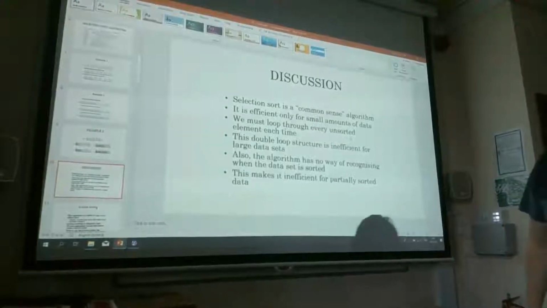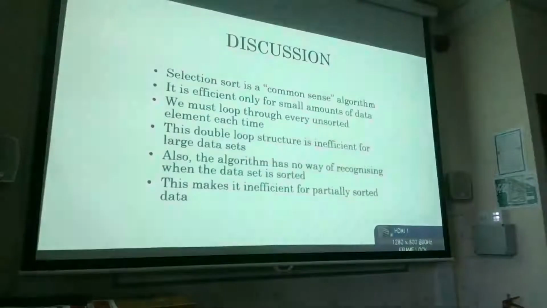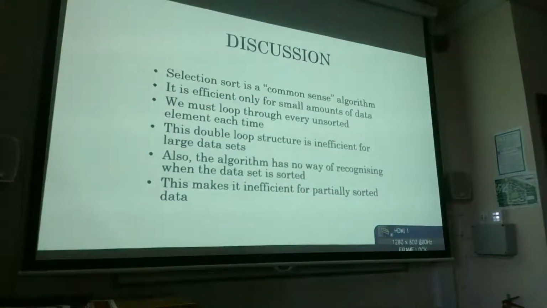So, selection sort is a common sense algorithm. If I were to give you a list of 100 numbers on pieces of paper, like individual cards, and ask you to put them in the right order, selection sort is basically what most people do as their first option. If you can only sort one number at a time, it's kind of how people do it.